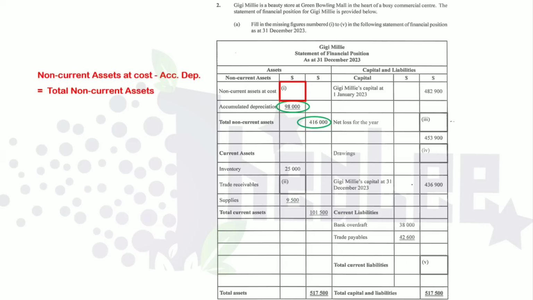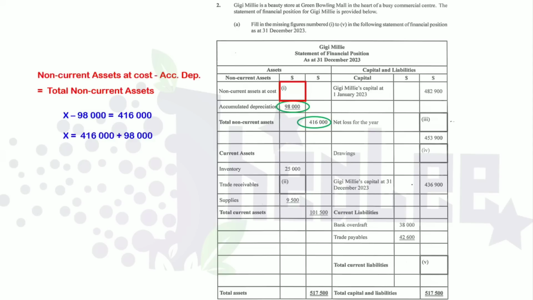If you have that, then you're able to plug in all that you have, and then solve to find the missing item. In this case, we're going to use X to fill the space of non-current asset, and from that, we minus the 98,000, which is the accumulated depreciation. And that would give us a total non-current asset value of $416,000.